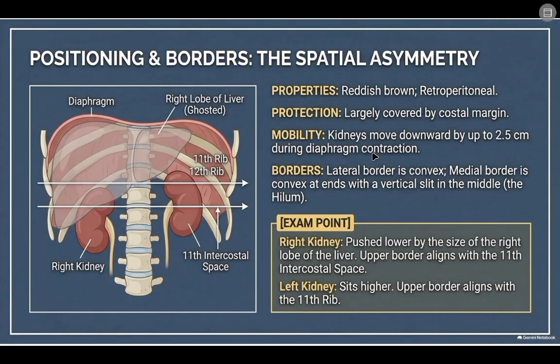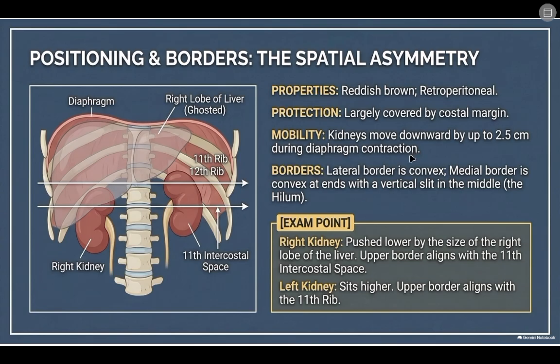So we have the properties of the kidney. What is the first thing about the properties of the kidney? The kidney is reddish brown and it is retroperitoneal. If you hear about retroperitoneal, what comes into your mind? Retroperitoneal just means it is outside the peritoneum. The kidney is largely covered by the costal margin, which here means the ribs. So the ribs surround and cover the kidney. The main function of these ribs is to protect the kidney.